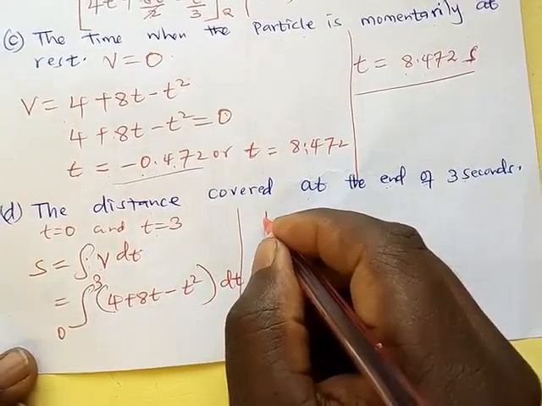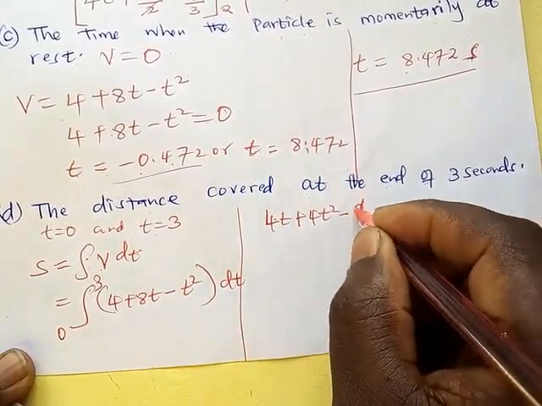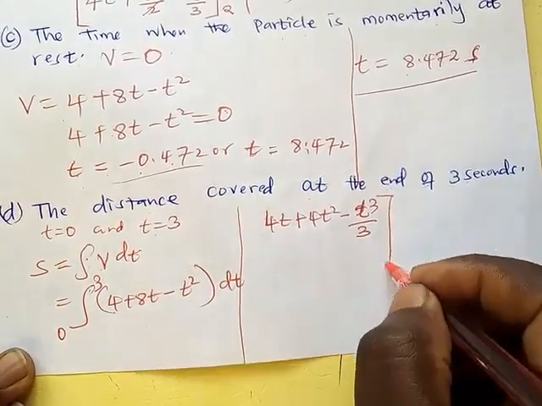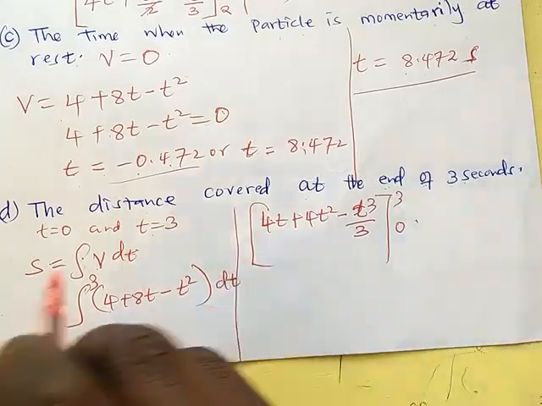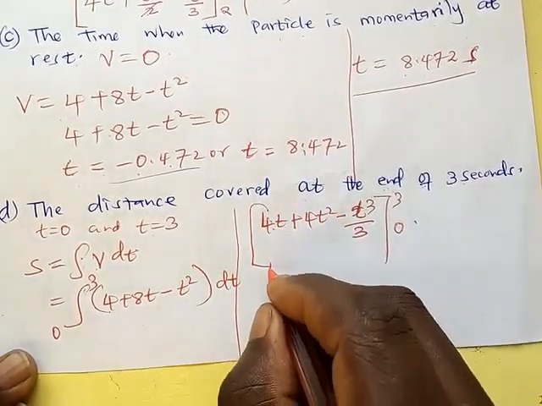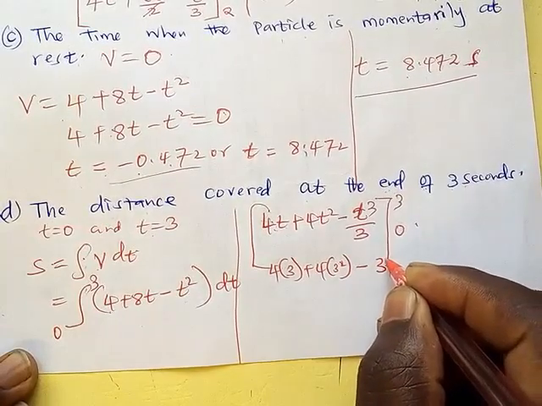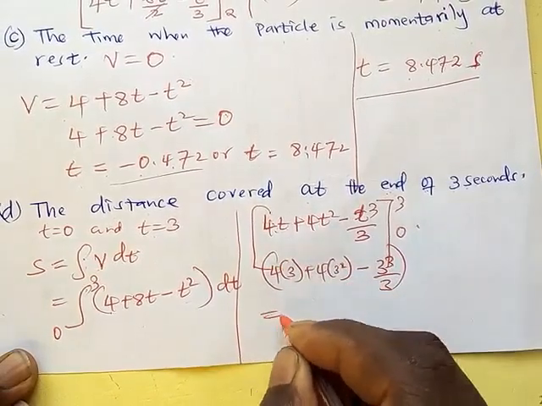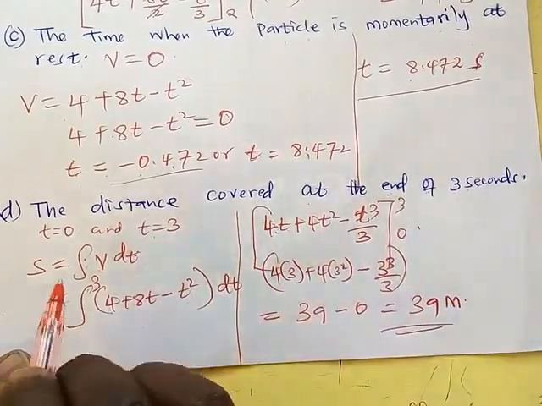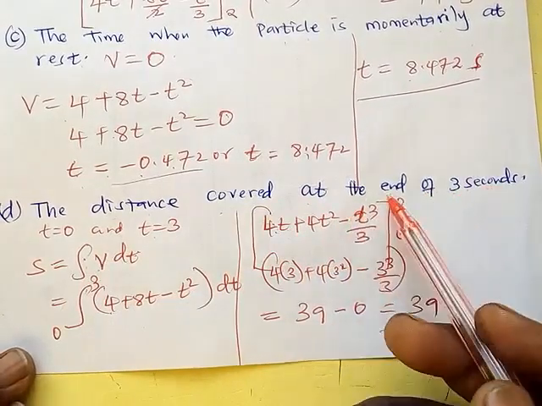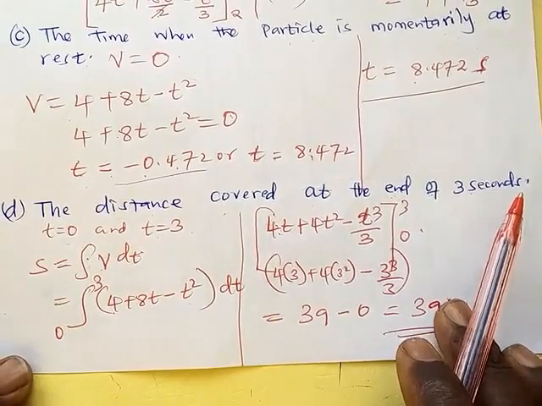So let us integrate. This is going to give us 4t plus 4t square minus t cube over 3, with limit 3 to 0. Substitute t with 3, so that is 4 into 3 plus 4 into 3 square minus 3 cube divided by 3. This will give us 39 minus 0, and the answer is 39 meters. You remember we are asking at the end, so it must have started at 0 so that it can end at 3. That is the only trick in this sum.